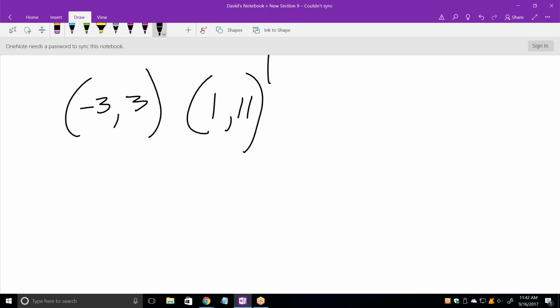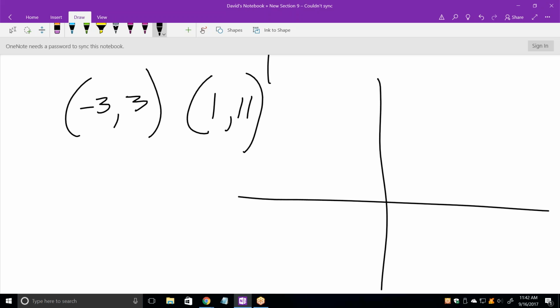I'm going to draw this just because there's an easy way to remember the distance formula. First of all, this point is (-3, 3). And this point is (1, 11). We'll put it up there. What they want is this distance right there.